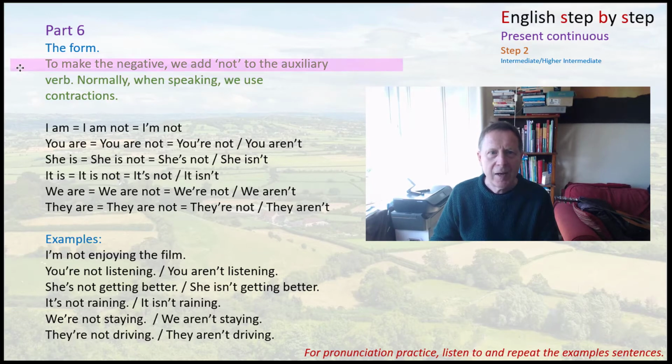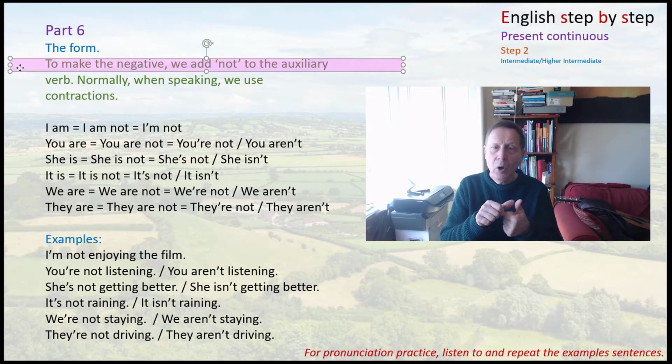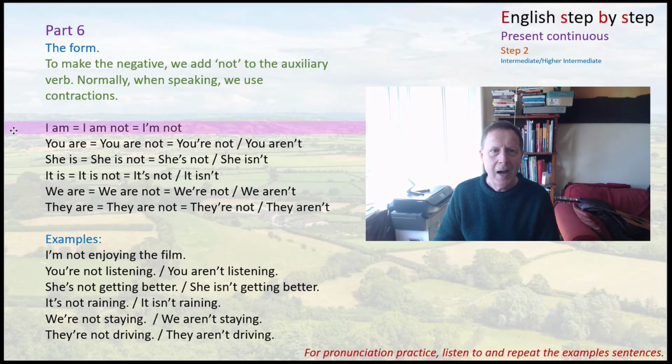Now, the auxiliary verb, remember, is am, is, are. I am, you are, he is. So to make the negative, we add not: I am not, he is not, you are not. And we make contractions. So let's look at the contractions here. I am, negative, I am not.